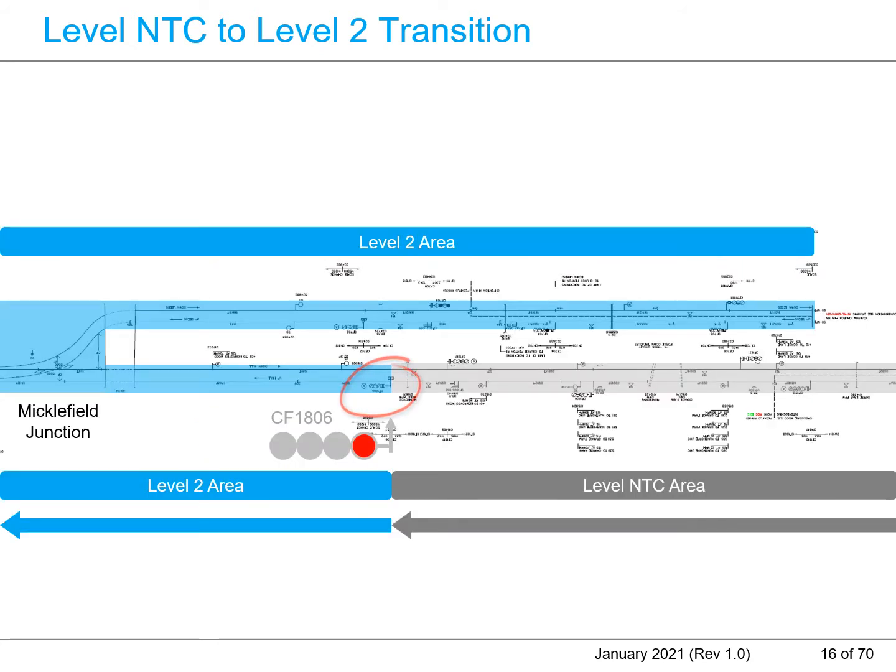The final signal of the level NTC area, for the movement from right to left of the layout as shown in this diagram, is the existing signal CF1806, in the red circle. This signal is the RSP for authorizing the train movement towards the Micklefield Junction, and converges with the ETCS Level 2 line.